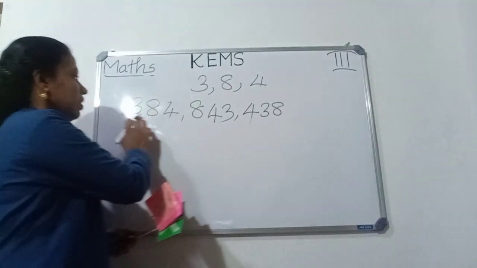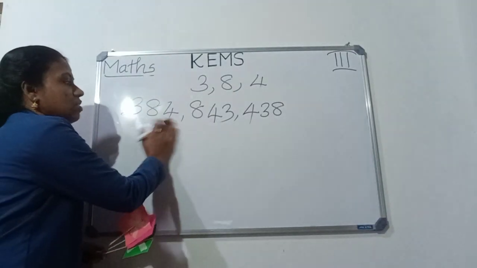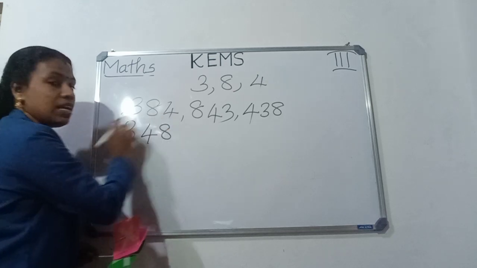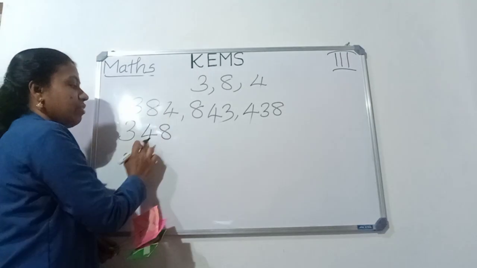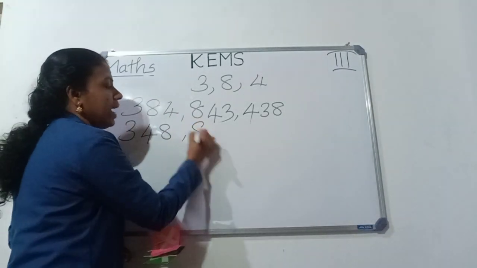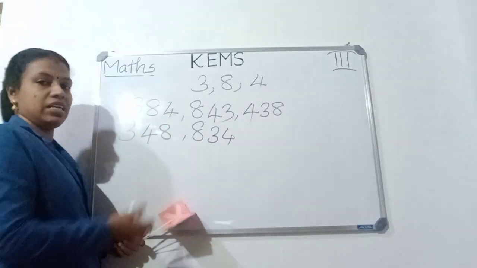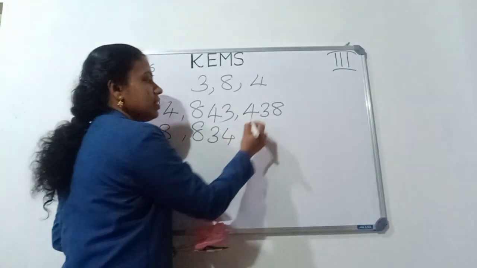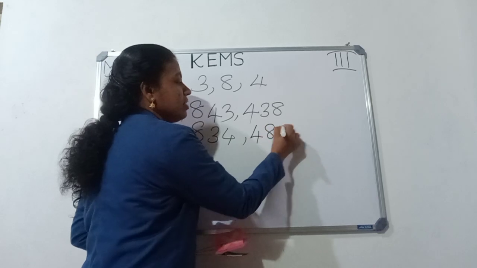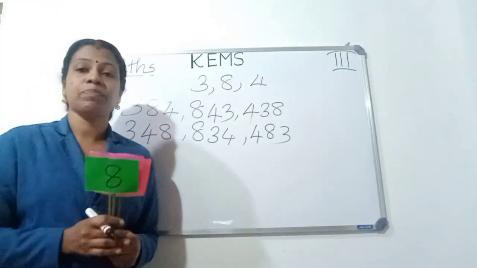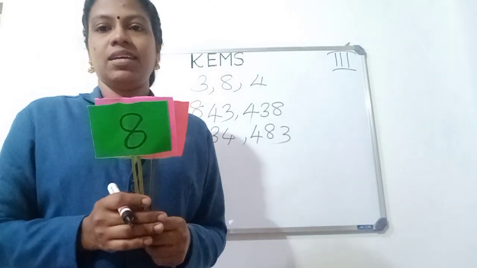The same way we can change the numbers' order. So here 384. We can change this order, so this is 348. Just change these numbers' order. Now here also 834. 43 becomes 34, a new number. Then this is 483. So there are 6 numbers using 3 digits.